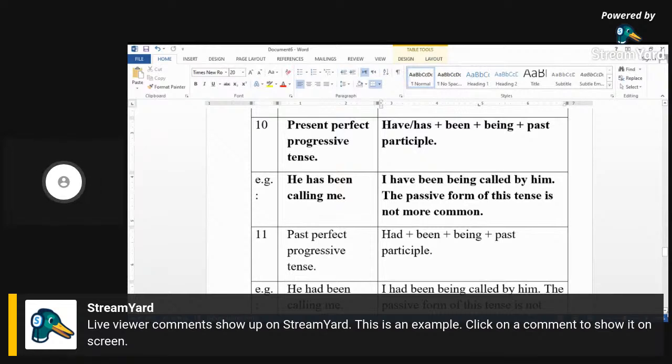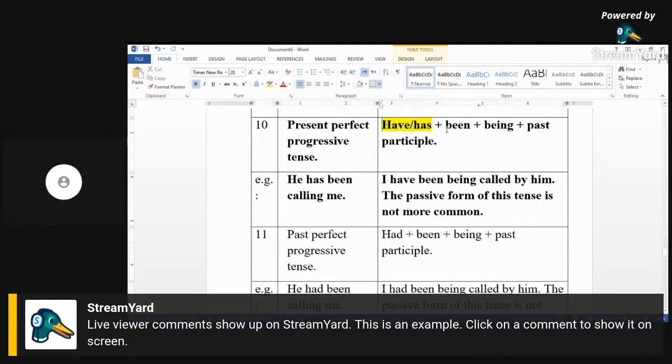So you have to practice the simple present tense a lot. Whenever you practice changing the simple present tense from active into the passive voice, be sure that you will be able to change the active sentence into the passive voice for all tenses. Keep in mind that when you learn one tense, you will be able to change all the tenses. He has been calling me. I have been being called. Look at the structure. This structure is very complicated, I am sure.